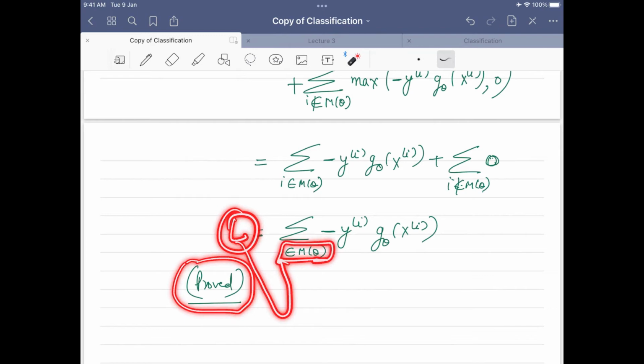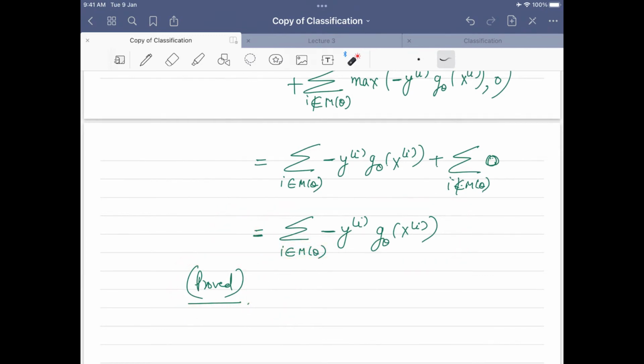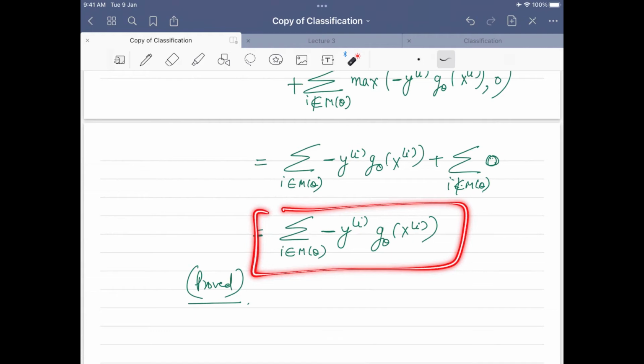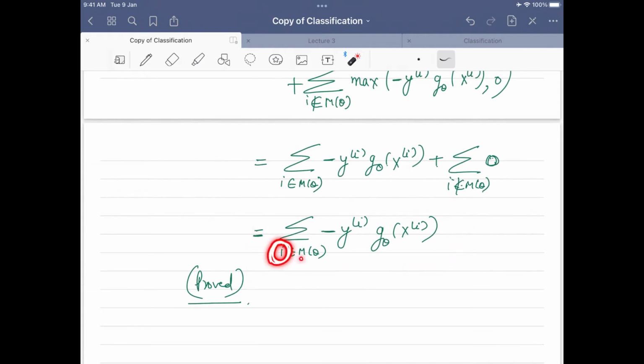As you can see, the loss function which you are using here is actually valid for misclassified points which are lying in the set m theta.